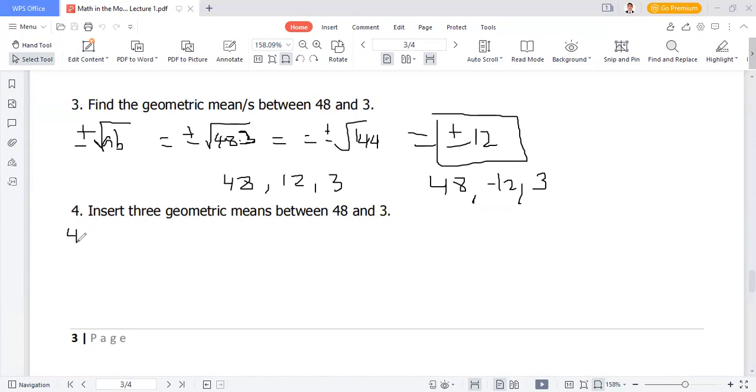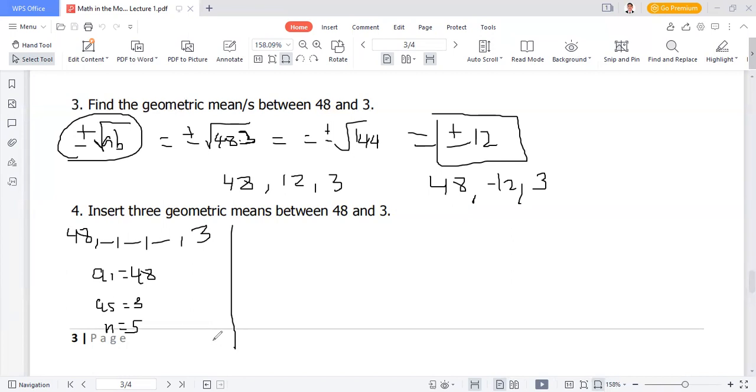So, ito naman, hindi na natin pwedeng gamitin yung formula na to. Okay? So, mano-mano na tayo. 48, blank, blank, blank, 3. So dito, a sub 1, 48. A sub 5, 3. Tapos n is 5. Hanapin natin yung common ratio.